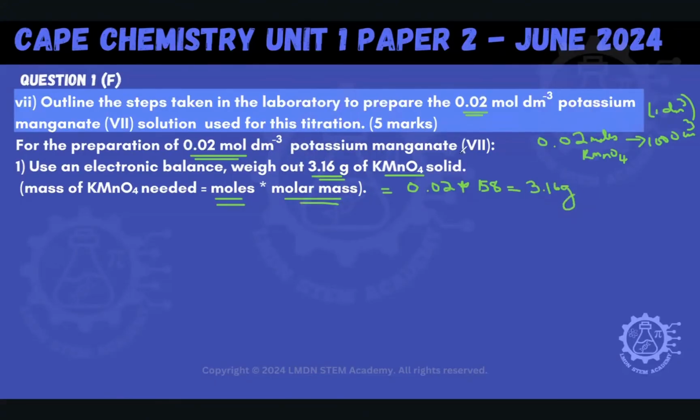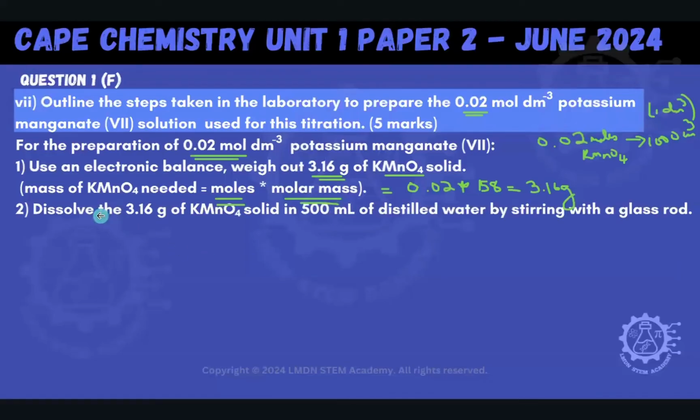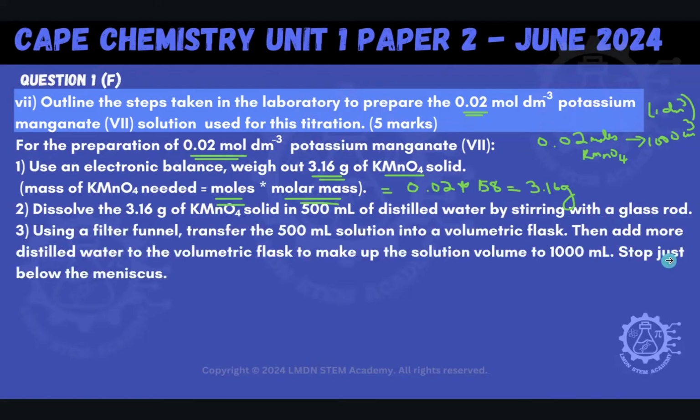So that's how many grams of the KMnO4 solid that you would go in your container containing the KMnO4 solid, and you take out 3.16 grams, and you're gonna weigh that. You're gonna weigh out that much, okay? That's the very, very first step on an electronic balance that you're gonna weigh. So then after you weigh that now, you're going to dissolve that in 500 milliliters of distilled water by stirring it with a glass rod. So you put that in a beaker, and you're just going to stir that with a glass rod, okay?